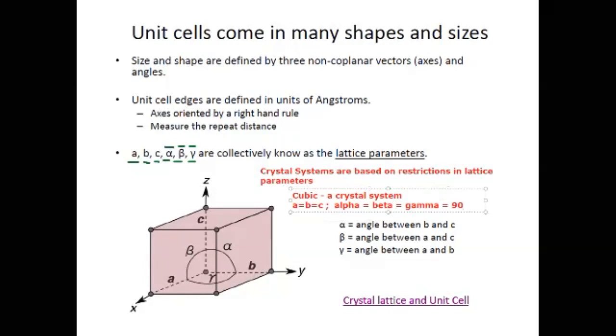Now this is just one of 7. We'll talk more about the others later on, but this is just to give you an example of what we mean by restrictions to the unit cells. So we have restrictions on the lengths and restrictions on the angles. And cubic is probably the most restricted crystal system that we have out of the 7.